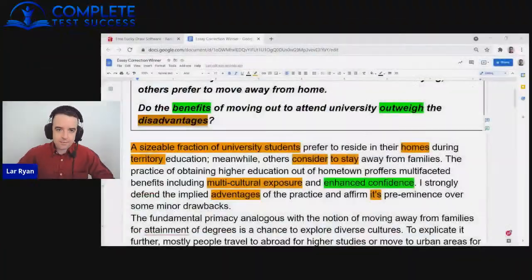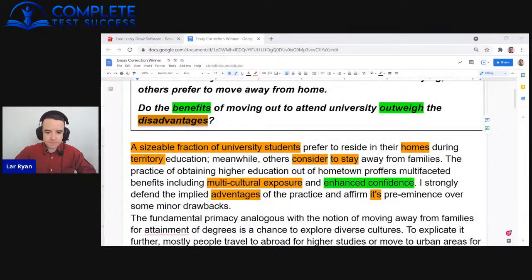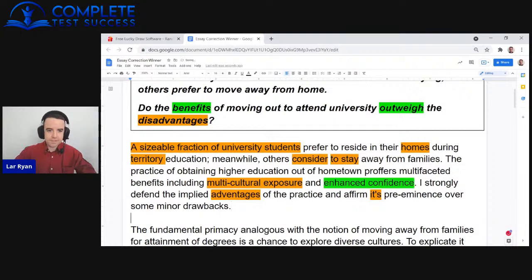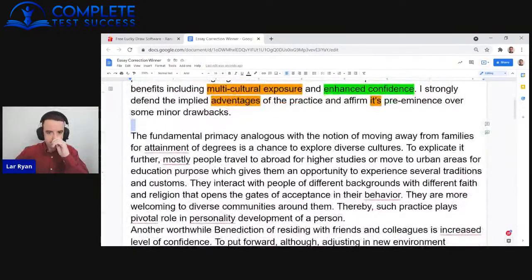So back to the essay then. That's the first paragraph. Just make sure to leave a line so that it's very clear where one paragraph ends and where the next one starts. It's much easier to see.